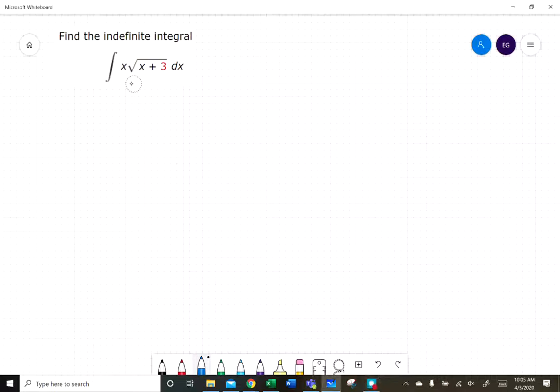Okay, in this problem we have an indefinite integral to evaluate. So we're going to try to do some u-substitution here. We don't really have too many options. So we could let u equal x, which is never going to help us, or we could try u is equal to x plus 3. So let's try that. U is equal to x plus 3, and that would make du equal to dx.